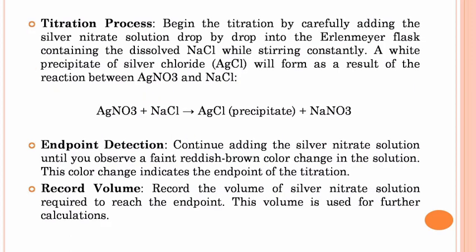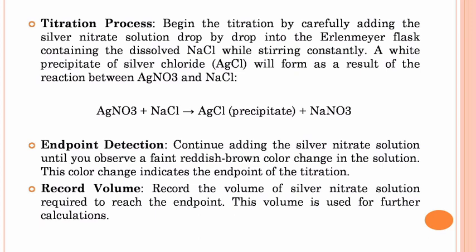Fifth, titration process. Begin the titration by carefully adding the silver nitrate solution drop by drop into the Erlenmeyer flask containing the dissolved NaCl while stirring constantly. A white precipitate of silver chloride, AgCl, will form as a result of the reaction between AgNO3 and NaCl. AgNO3 plus NaCl gives AgCl precipitate plus NaNO3.